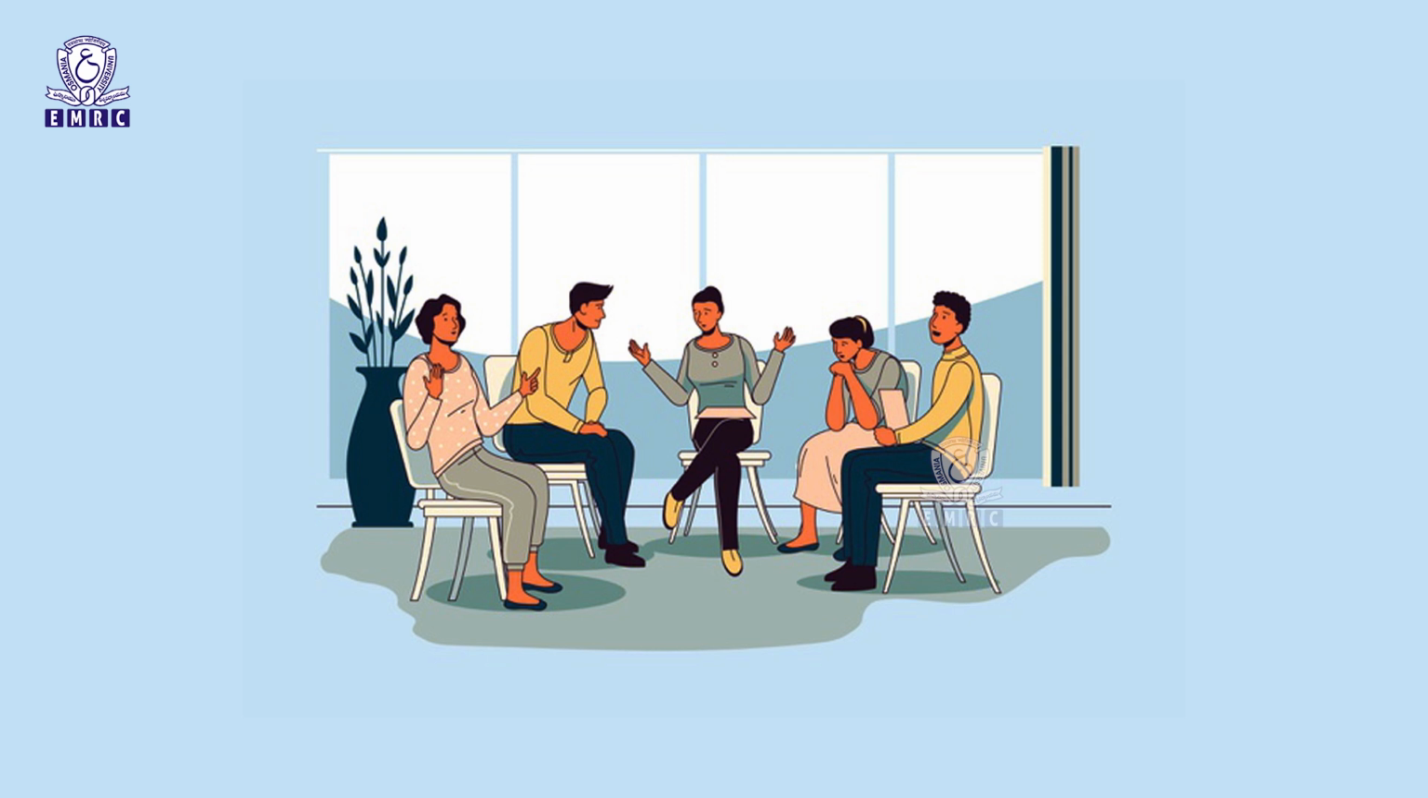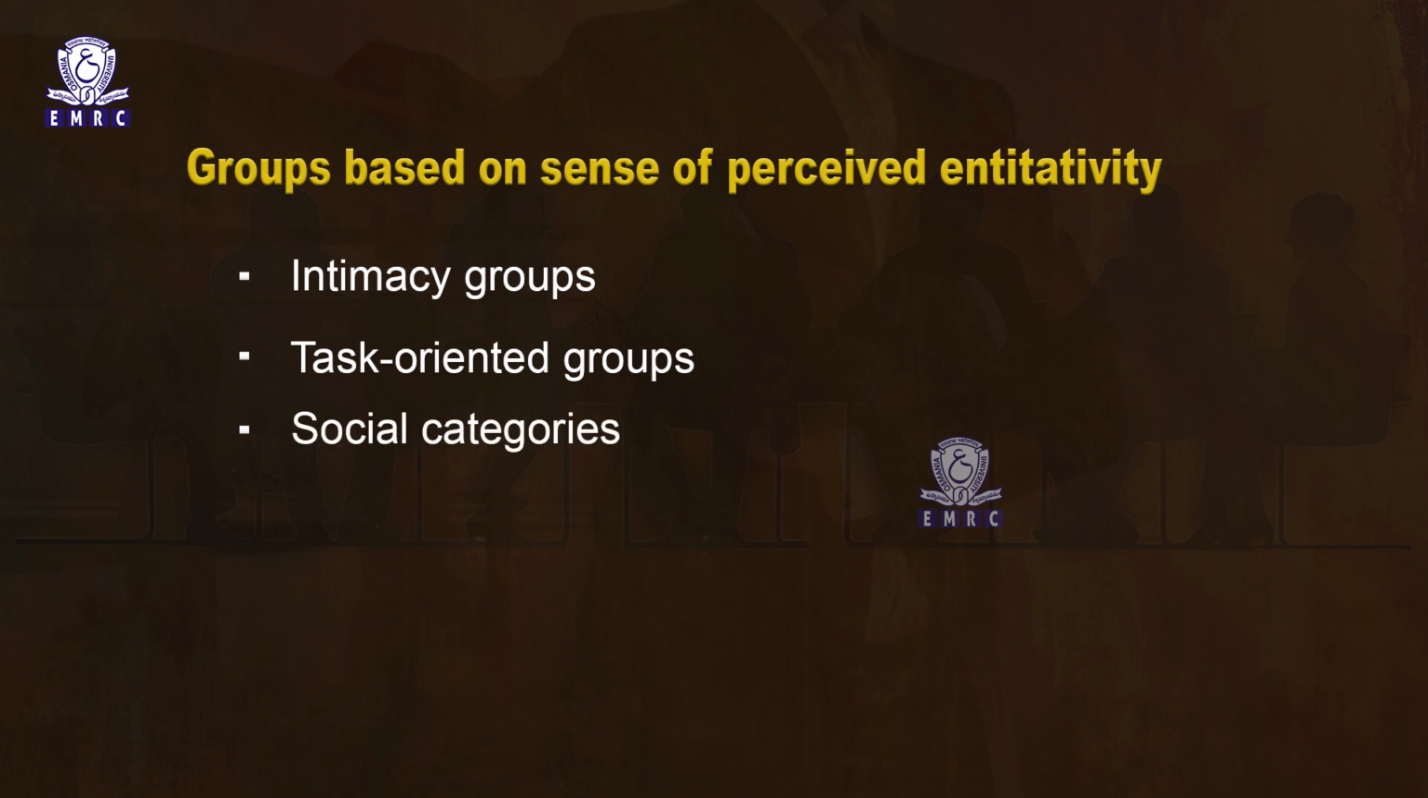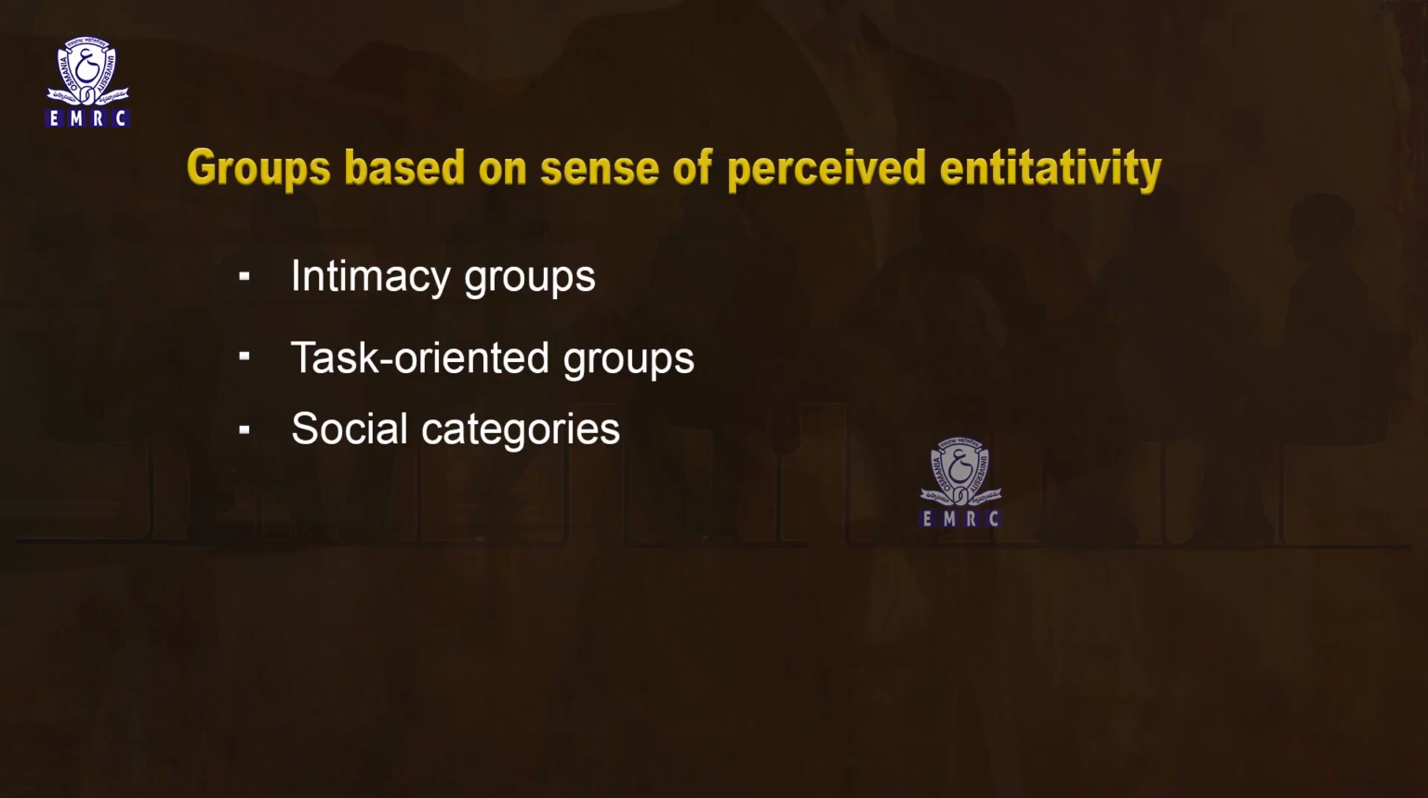Example is sports team and work groups. This is just similar to a formal group which we discussed earlier. Now, the third category is social categories. It is a collection of individuals who may not interact but share some similar characteristics and together experience a sense of identity. Now, coming to the fourth and final category is weak social associations.